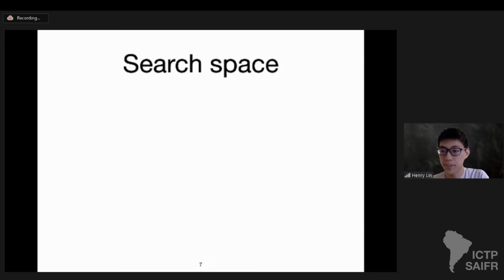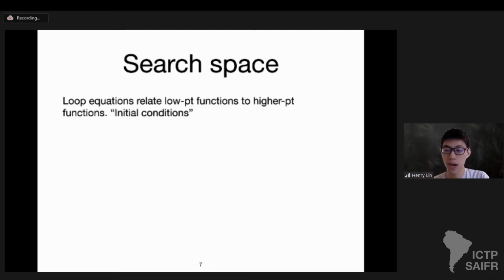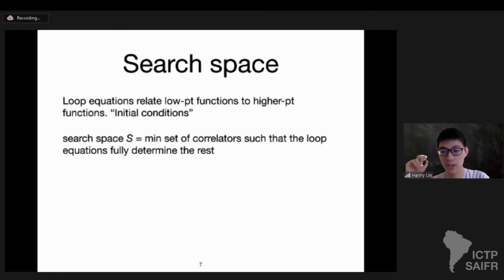But the interesting thing about the loop equations is that they relate low point functions to higher point functions. So in particular, if you know some of the lower point functions, you can predict the values of many, many, many high point functions. And in fact, even in the multi-matrix case, if you know a finite set of correlation functions, you should be able to use the loop equations to generate an infinite set of correlation functions. All the correlation functions in theory should be determined by these sort of finite initial conditions.